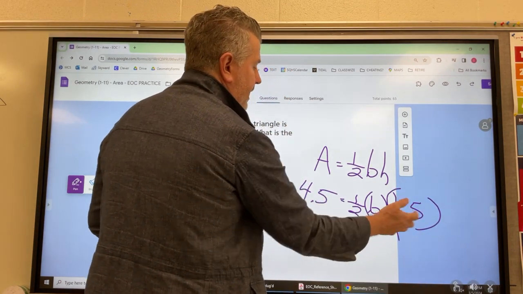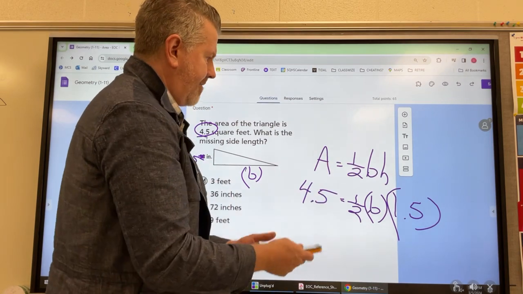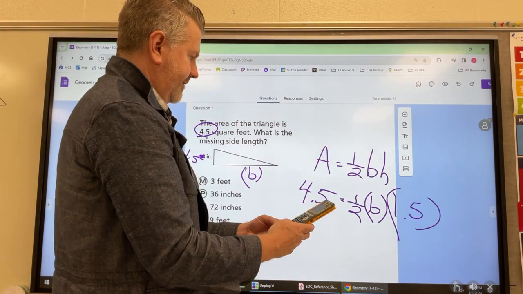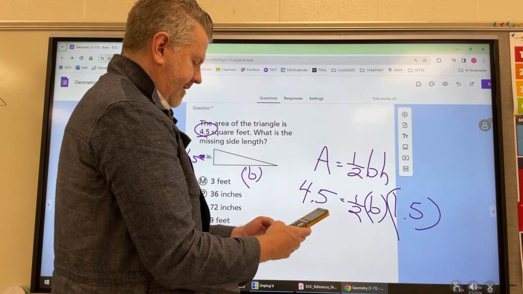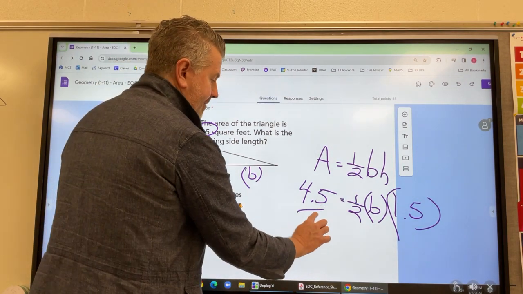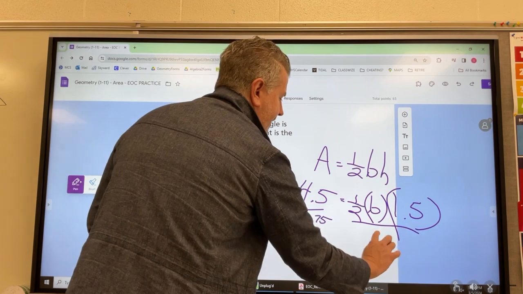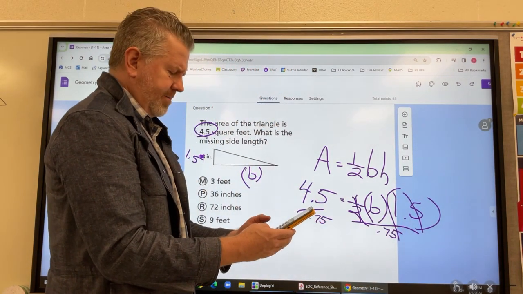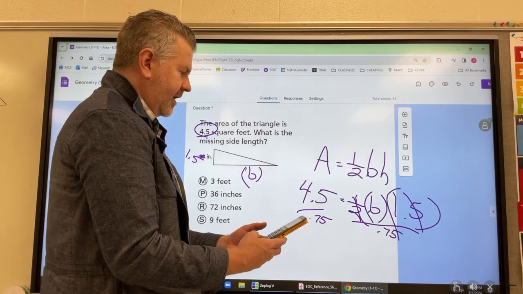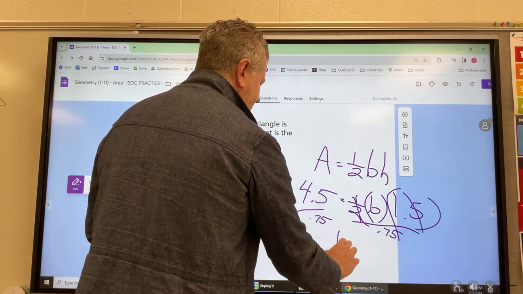So you can multiply that together, or you can divide by both of them. I'm going to multiply 1.5 times 1/2, and of course that's 0.75, and then 4.5 divided by 0.75. I'm doing a lot of this sort of on the fly, okay? Because you want to move fairly quickly as long as you're thinking clearly. And the base would be 6.